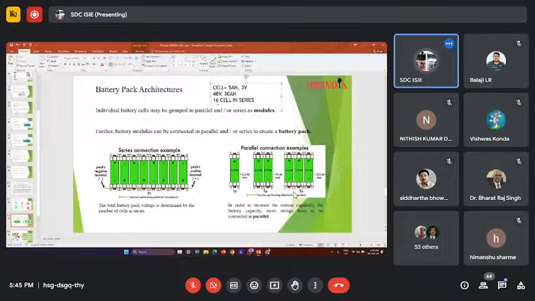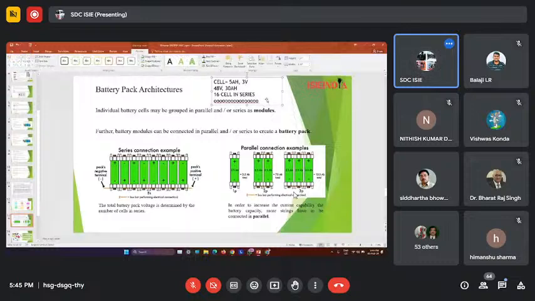Let's say this is my cell. I will connect 1, 2, 3, 4, 5, 6, 7, 8, 9, 10, 11, 12, 13, 14, 15, 16, right? Okay. So now here I will get 48 volt. And how to achieve the current rating?